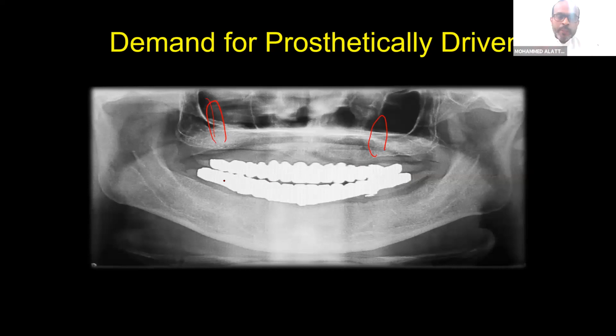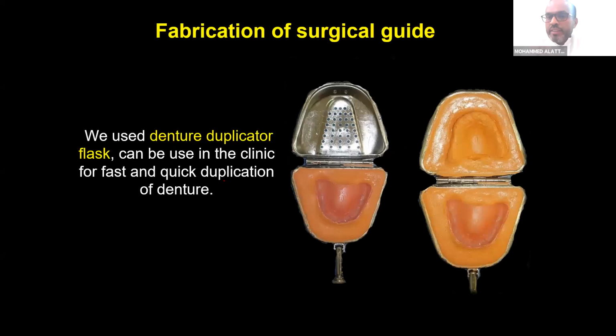Now we will go to the fabrication of the surgical guide. There is no excuse that I can't do a surgical guide. There is no excuse. We have a lot of techniques. We have a denture duplicator flask. It doesn't take more than 1 hour. You can duplicate the denture in the flask and do it very fast.